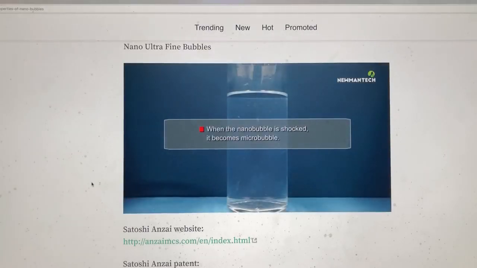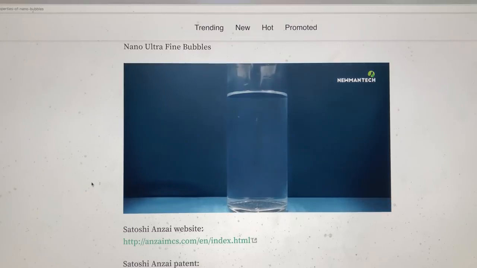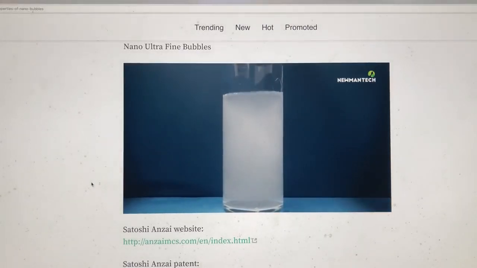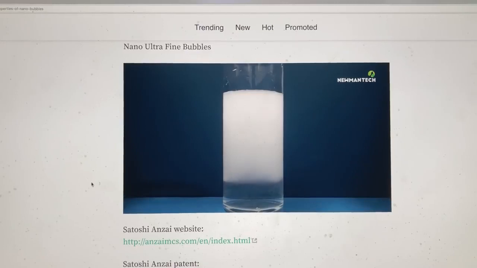But they would only remain if it's stagnant, and if there is a shock, the nanobubbles revert back to microbubbles and are lost. Probably takes just a little bit more energy to create the shock wave equal to the amount of energy it took to generate the bubble.